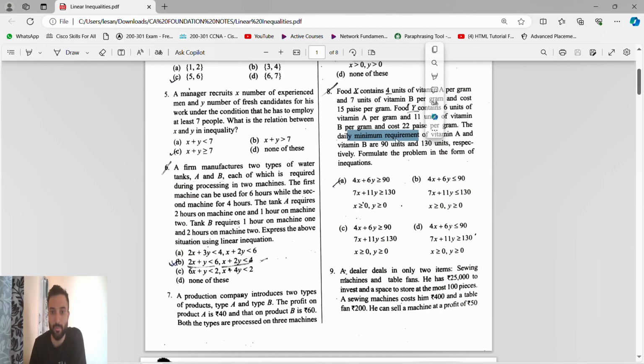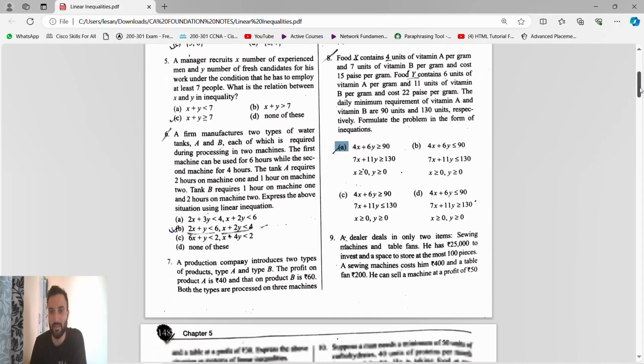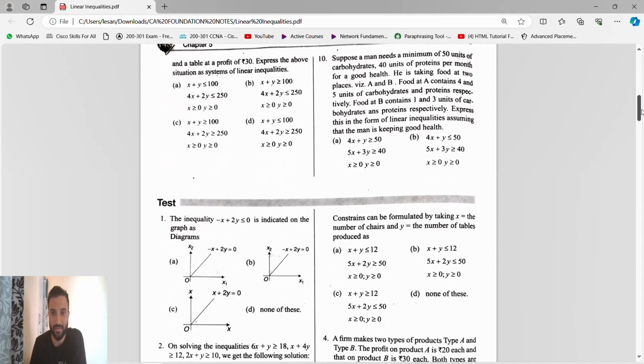Minimum and the word requirement. So we will not focus on the requirement, we will see the minimum. Minimum is what? Greater than. Yes. Lesser than, no. Greater than, lesser than, no. Lesser than, greater than, no. So greater than A. See, like this you will get the answer. Okay. Anything you can take.